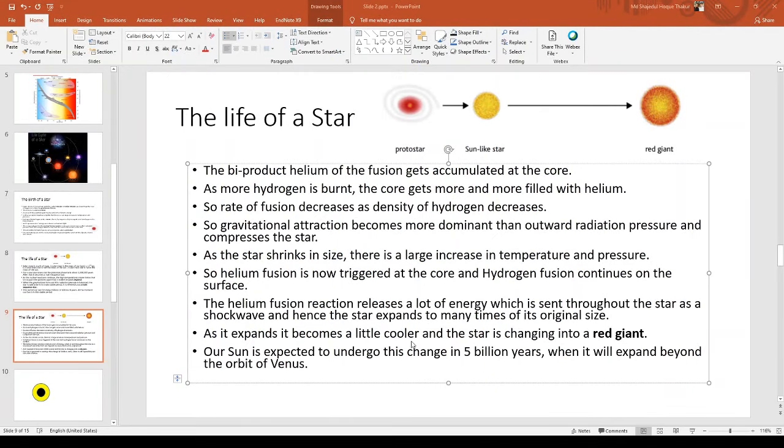And our sun is expected to undergo this change about 5 billion years later, when it will expand beyond the orbit of Venus and swallow up the Earth.